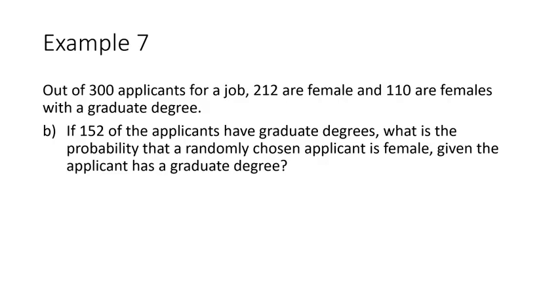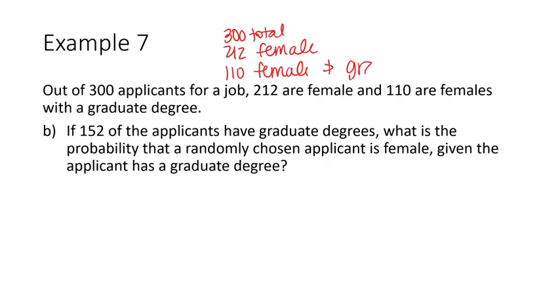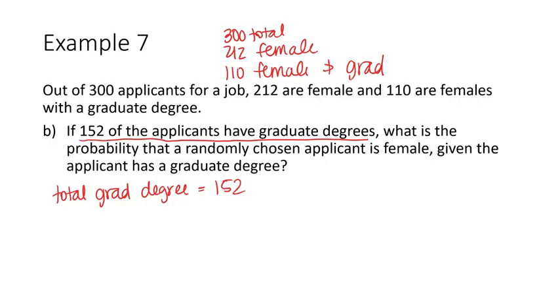Let's do that again. Still same situation. I have 300 applicants total. 212 are female. 110 are female and have a graduate degree. Part B says if 152 of the applicants have a graduate degree, so total graduate degrees are 152. Keep in mind the difference here. This is female grads. If I'm looking at total graduate degrees, then that would include males and females. That's why there's a difference in those numbers.